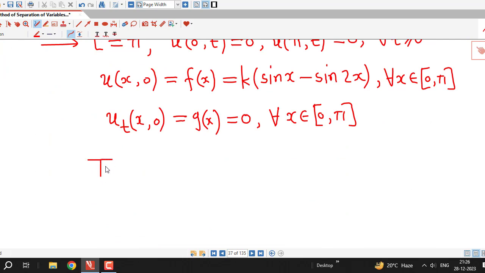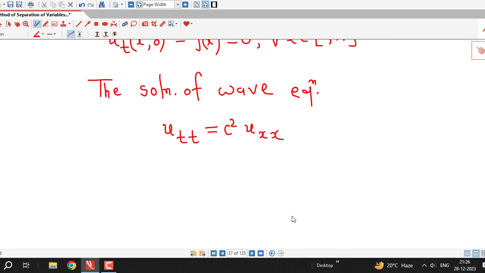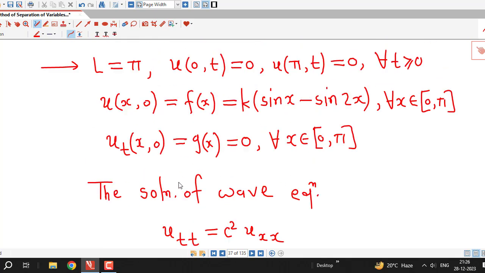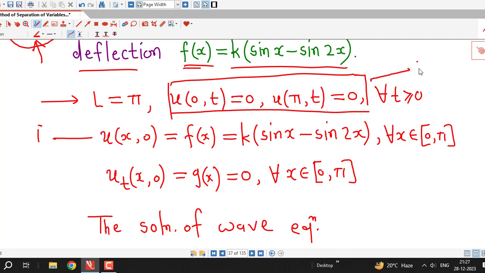So we know that the solution of wave equation given by del square u by del t square equal to c square times del square u by del x square, satisfying the conditions. These two are boundary conditions. We give them number 1, and these two are initial conditions. We give them number 2.